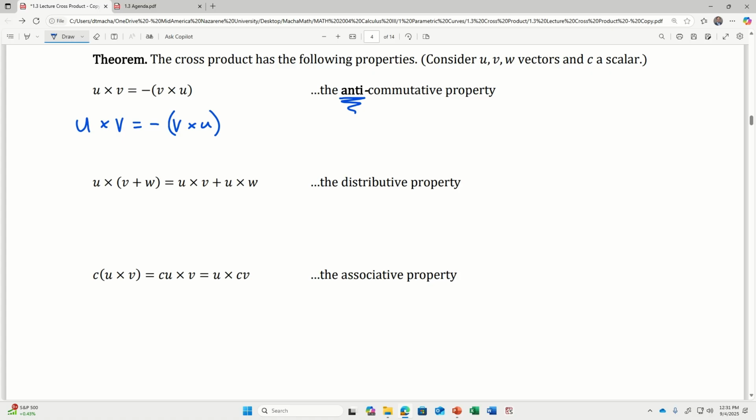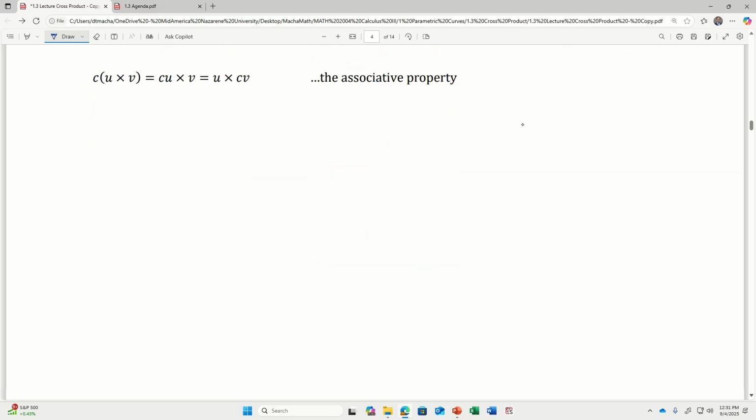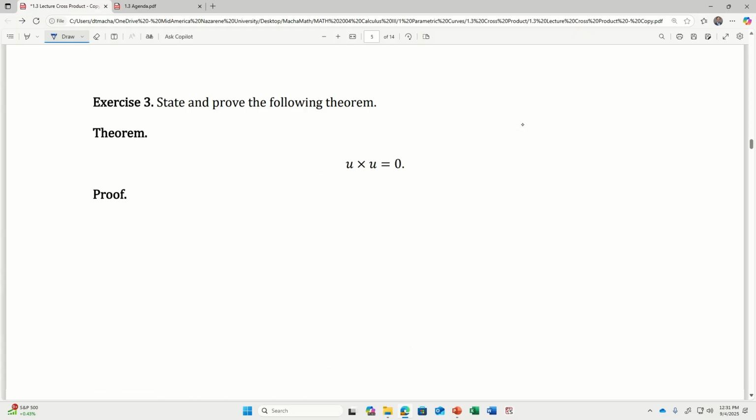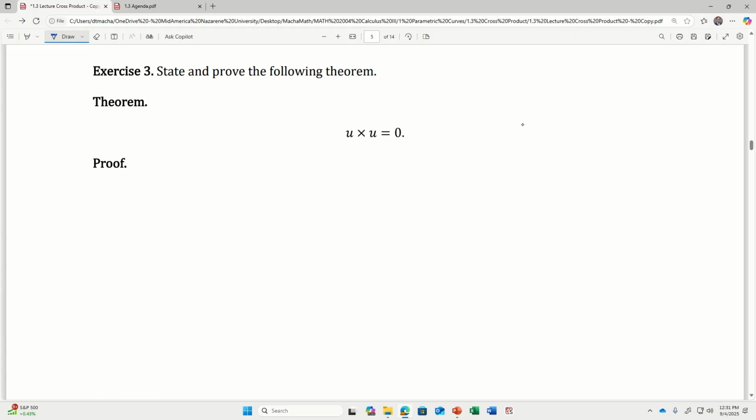The cross product does have the distributive property, just like multiplication, just like the dot product. And it does have the associative property, which is just like ordinary multiplication, just like the dot product does. So the only weird thing about the cross product is this anti-commutative property. Cool. Next, we're going to do a bunch of proofs stuff.